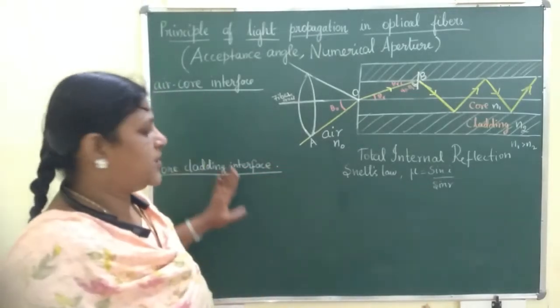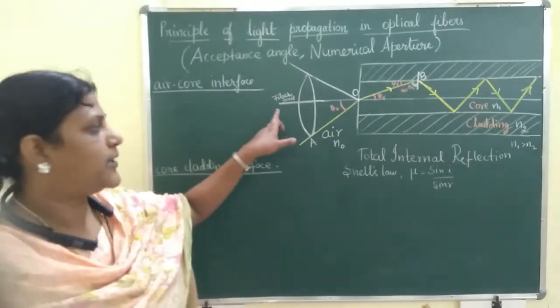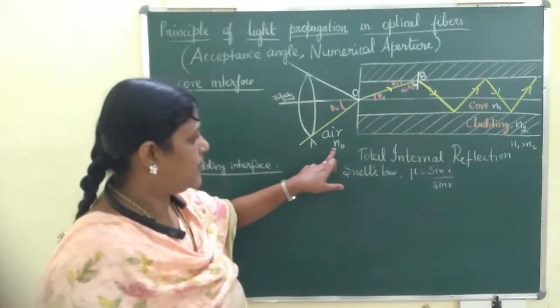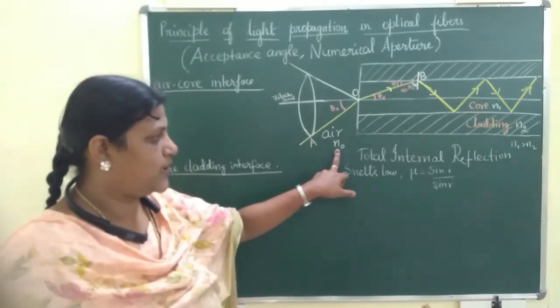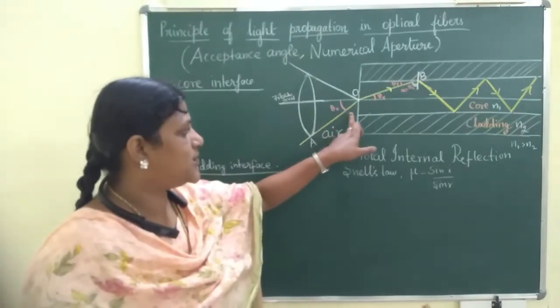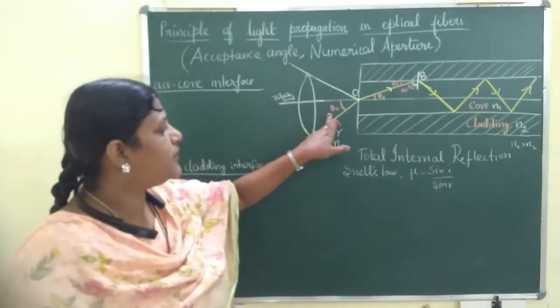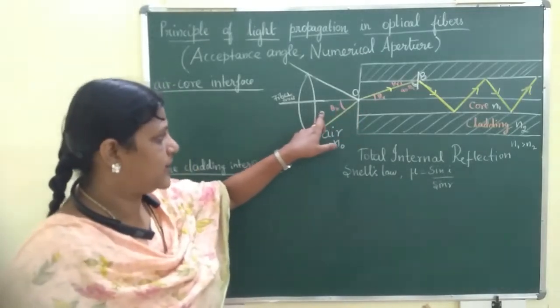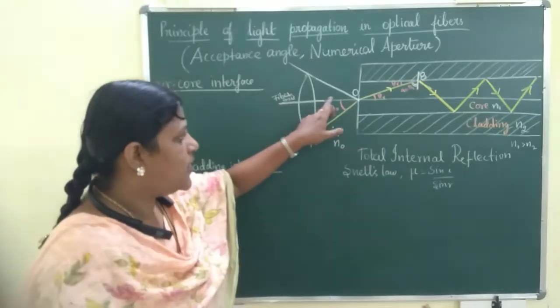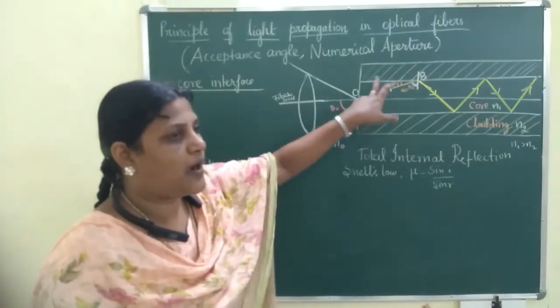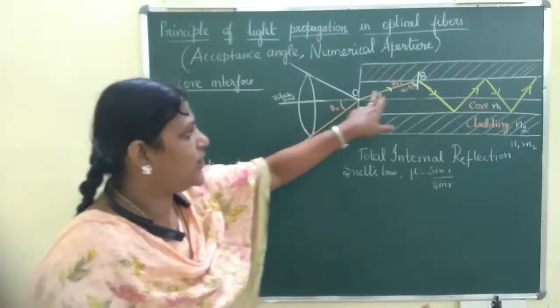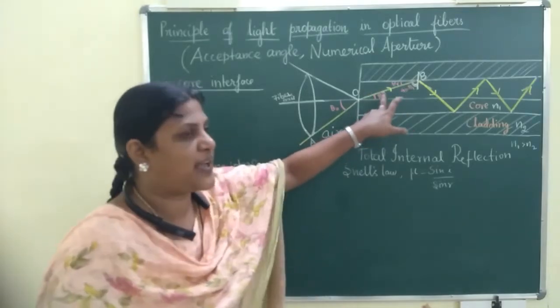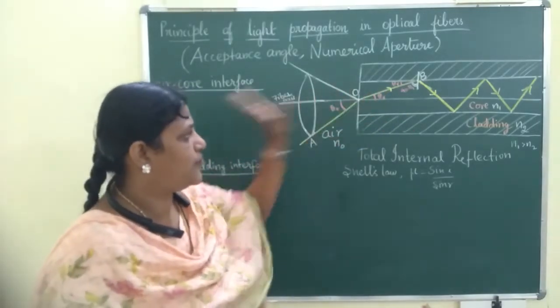So one by one we shall derive. At the air-core interface, what is the refractive index n0? What is the incident angle? It is equal to theta naught. I am going to write it like this. And what is the refraction angle? The refraction angle is theta r. This is the angle of incidence, and this is the angle of refraction.